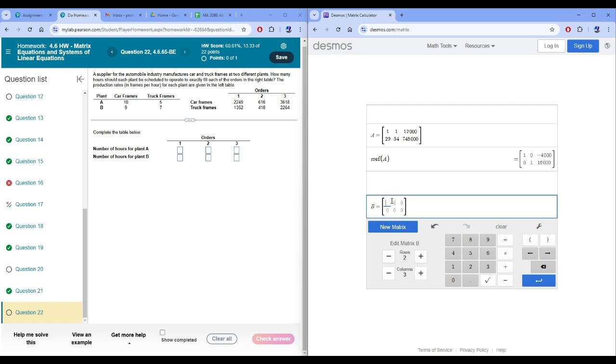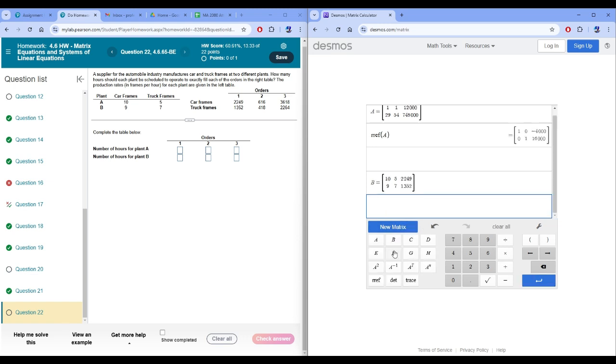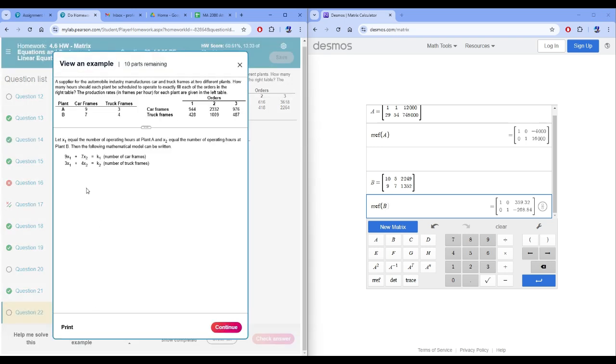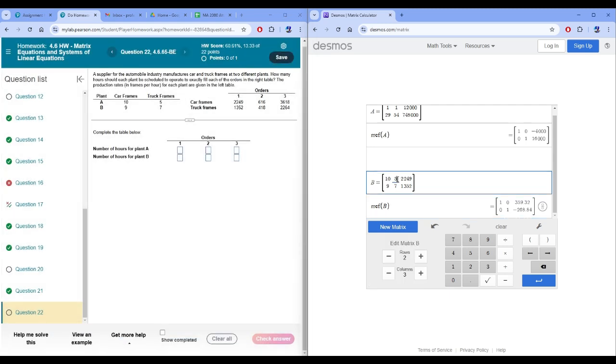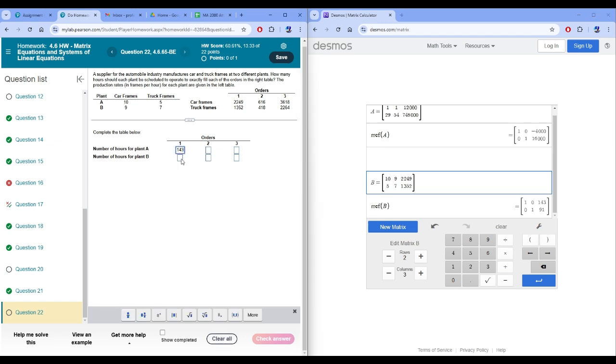So if I were to say 10, 5, 9, 7, this should be 10, 5. And how many cars do I want? I want 2, 2, 4, 9, and I want 1, 3, 5, 2. Enter, and then if I do RREF of B, complete the table below. I think that's how I set it up, right? Oh, wrong way. So then this is 10, 9, 10, 9, and then this one is 5, 7. So then I need 143 hours and 91.